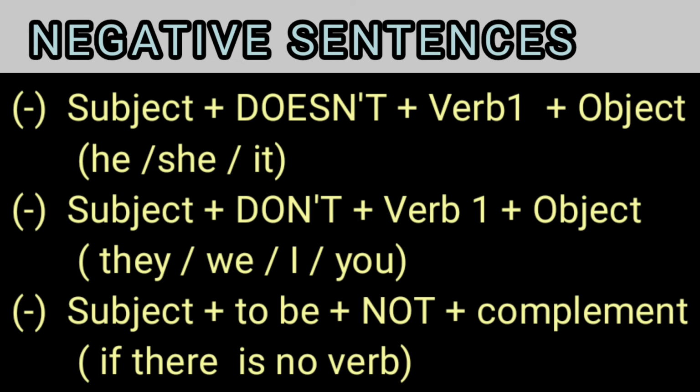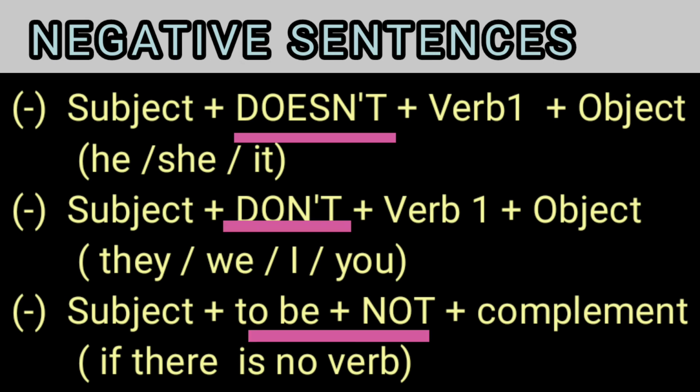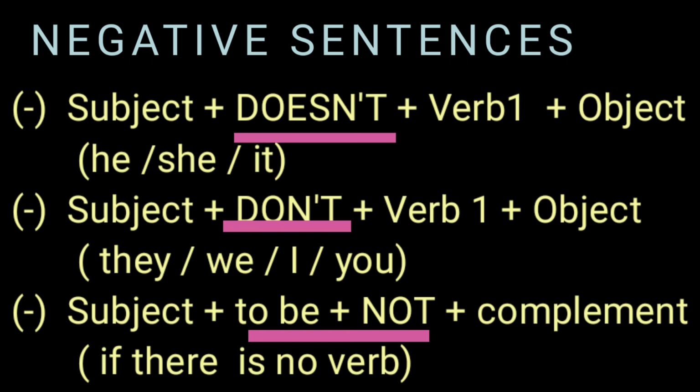For negative sentences, number one, subject plus doesn't plus verb 1 plus object for he, she, or it. And then for they, we, I, or you, we use subject plus don't plus verb 1 plus object. And then for sentences that have no verb, we use subject plus to be plus not plus complement.